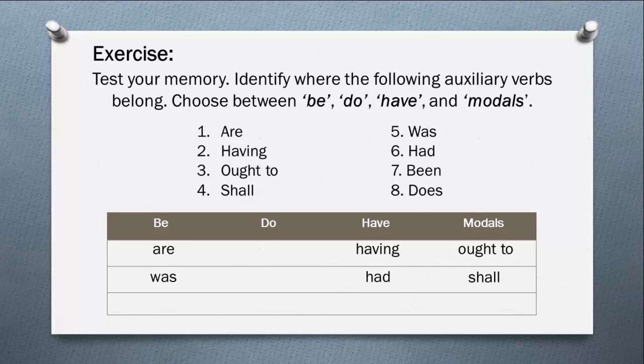Number 7, been. Been is a be verb. And the last one, does. Does belongs to the do verbs.